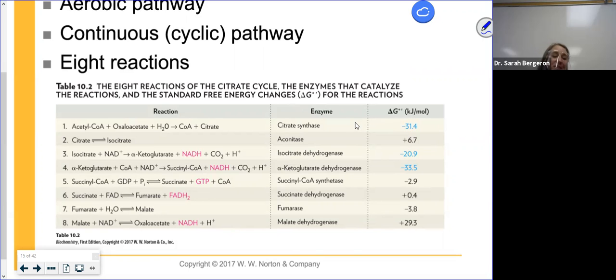What do you notice about this table that you didn't see in glycolysis? There's not another column, right? It is super difficult to get into the mitochondrial matrix and assay parameters of metabolic reactions without messing them up. So we're not very good at it, and we basically only have these delta G values.